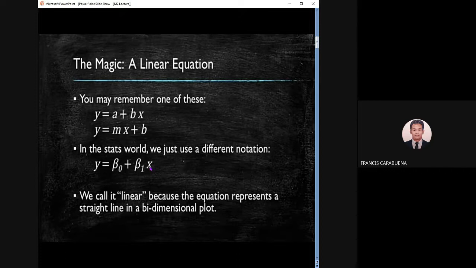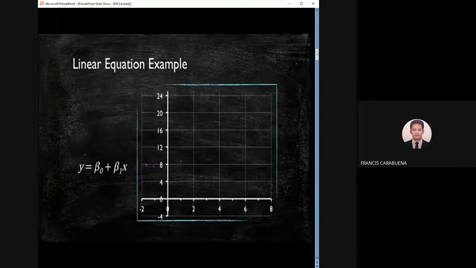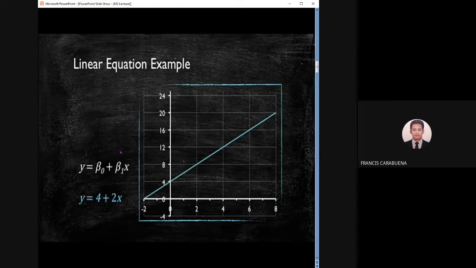And as a recap, we call these linear equations because they will appear as a straight line if we plot them in a two-dimensional plot. Let me show you an example of a linear equation. And remember, our model is y equals beta 0 plus beta 1 times x. Okay, and let's give numbers to those betas. Let's say that we have a linear equation y is equal to 4 plus 2x.